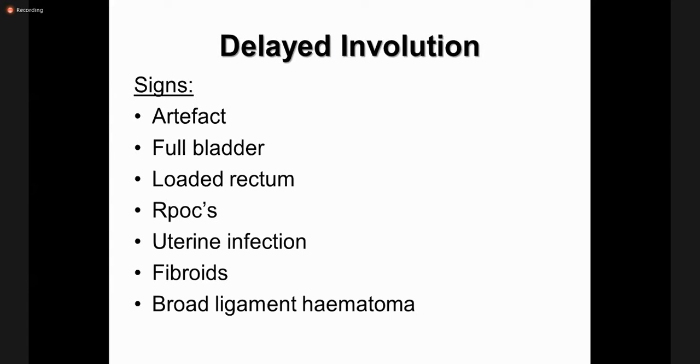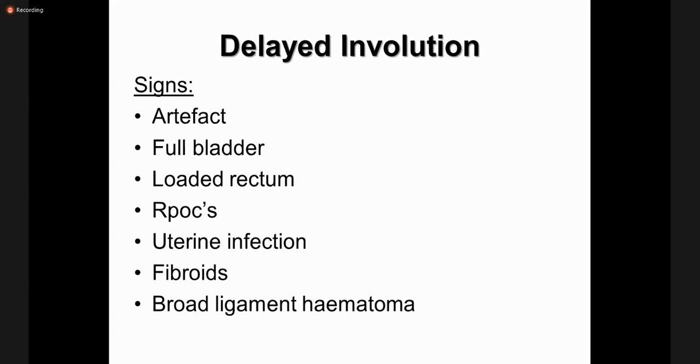And what are the causes? What could be the causes? It could be an artifact, a full bladder that you mistake for delayed involution, or a loaded rectum, or RPOCs, retained products of conception, which are not letting the uterus contract. The other is uterine infection, which we call endometritis. The other thing is fibroids. If the patient has uterine fibroids, there would be delayed involution.